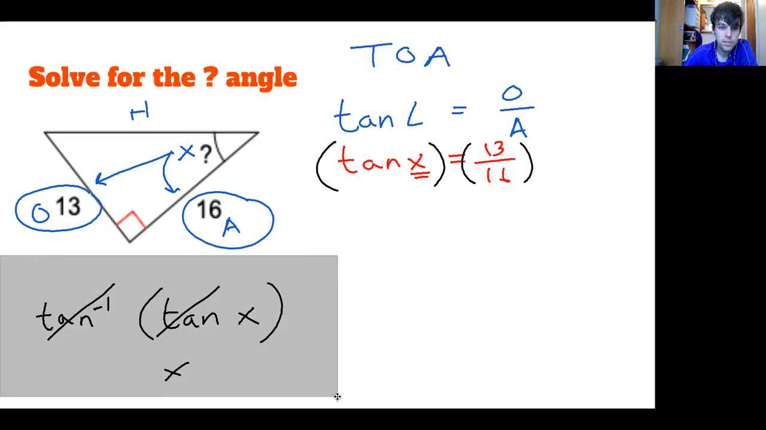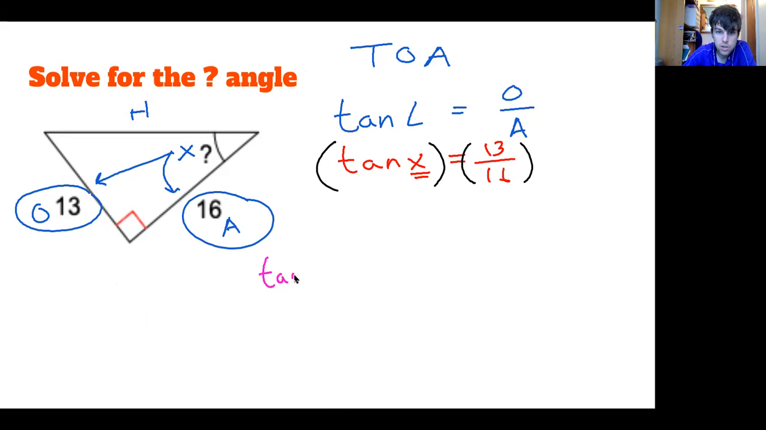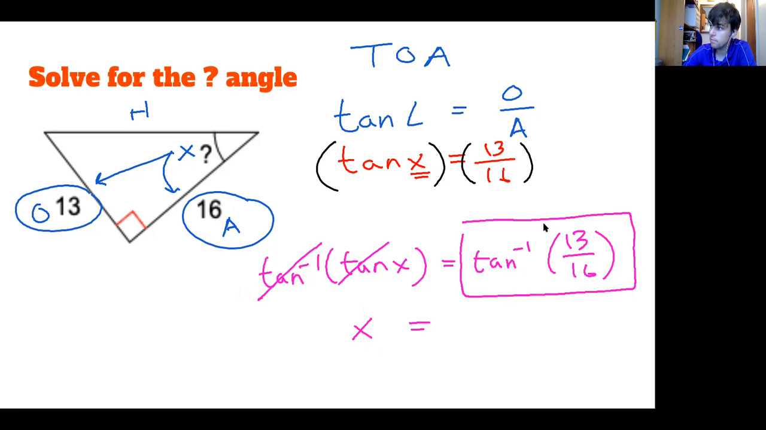Let me delete some stuff down here first. So I'm going to go ahead and write this out. This becomes the tangent inverse of this side, so we'll do tan x, and then the tangent inverse of this side. On the left side of our equation, this cancels out. Tangent inverse cancels out tangent. They're inverse operations, leaving us with x, the angle that we're looking for. And on the right side, we have something that we can use our calculator to figure out.